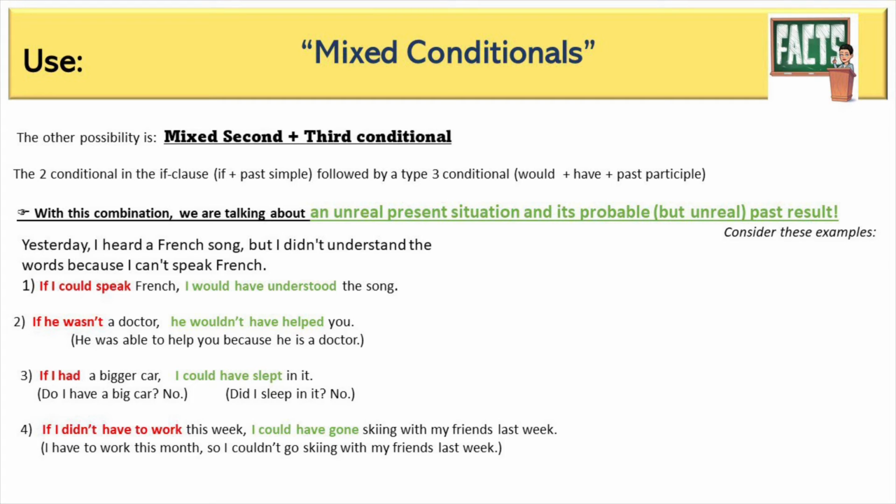Taking the first example: if I could speak French, I would have understood the song. The whole situation was, yesterday I heard a French song, but I didn't understand the words because I can't speak French. And now I speculate about the situation and I say, if I could speak French, but I can't, I would have understood the song, but it's finished and I didn't understand it.